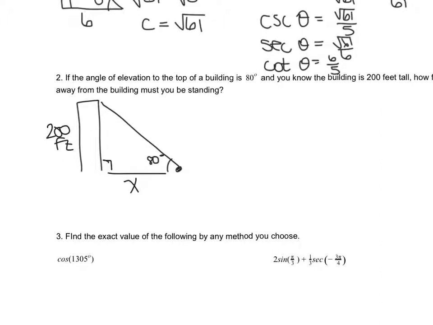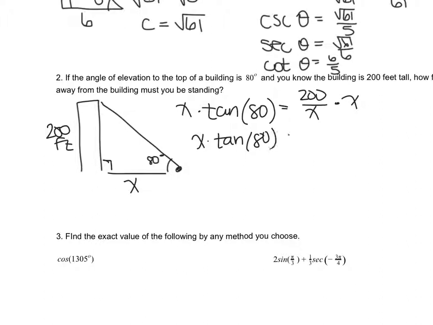So we're going to use a trig ratio to solve for x. From our 80-degree angle, the 200 feet is the opposite side, and the distance you are away from the building is the adjacent side. So we're going to use tangent. So we know tangent of 80 degrees is going to equal our opposite side, 200, over our adjacent side, x. So now we need to solve for x. So the first thing we're going to do is multiply both sides by x to get it out of the denominator of our fraction. So we have x times the tangent of 80 equals 200. Now to get x by itself, we're going to divide by the tangent of 80.